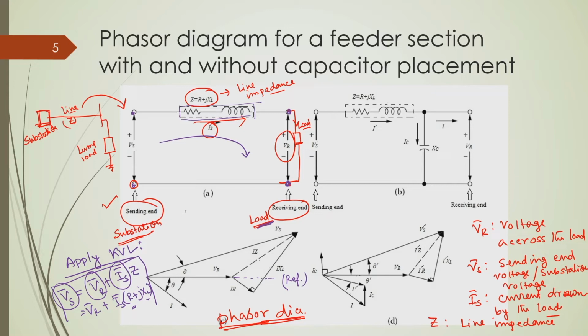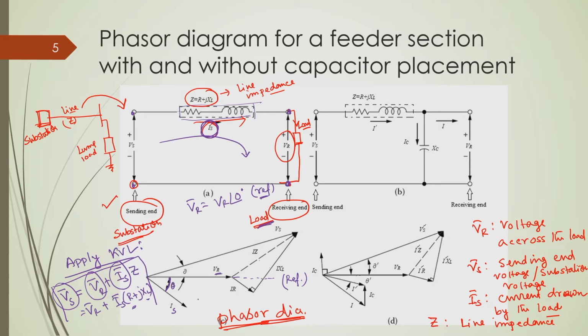So, that means V r, the phasor, is equal to V r at an angle 0, because it is considered as the reference. Now, corresponding to that, where would the current I s be located? Since this load is inductive, I s will lag by some angle theta with respect to V r, where V r is your load voltage.